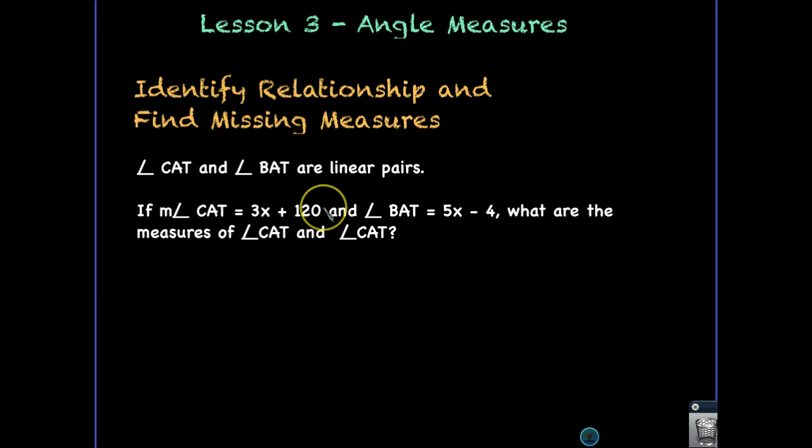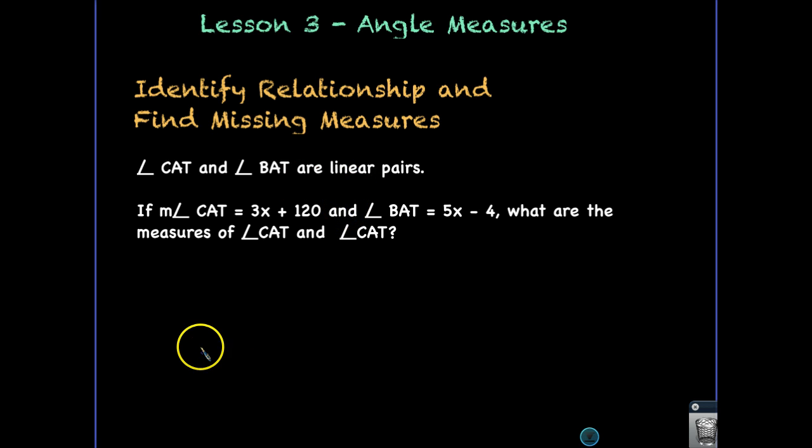Let's try another example. So now we're just going to be identifying relationships, like I said, based on your skills and your knowledge of angles. We're going to write those relationships out algebraically, and then we will find the missing measures. So in this situation, we have angle CAT and angle BAT are linear pairs.